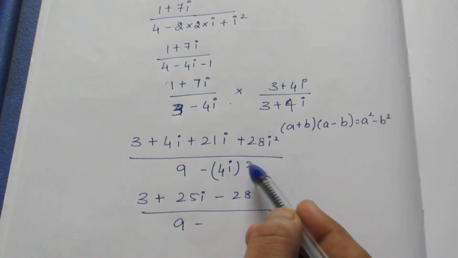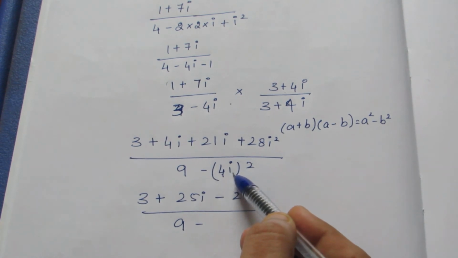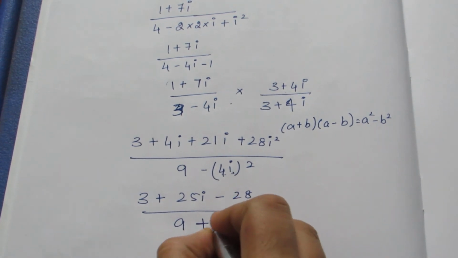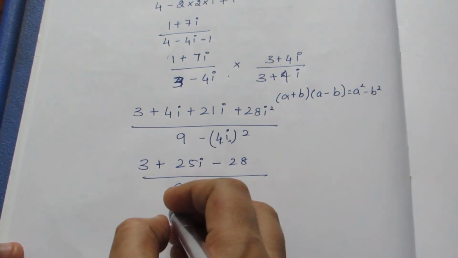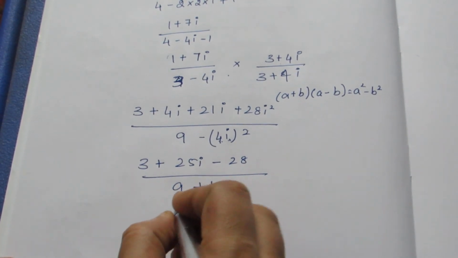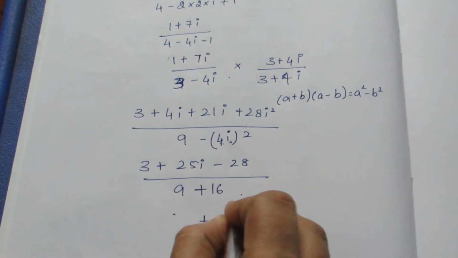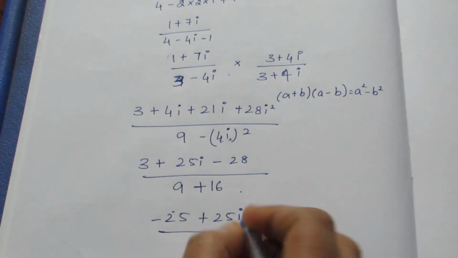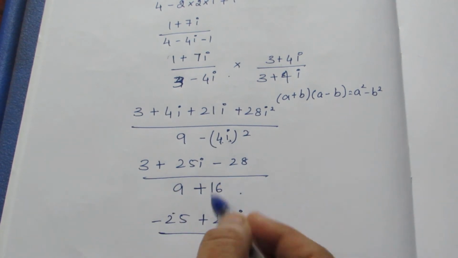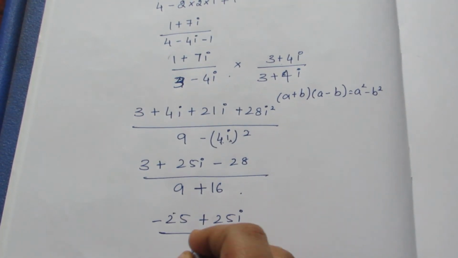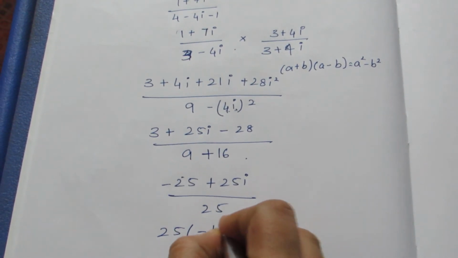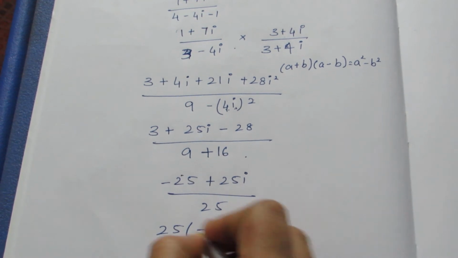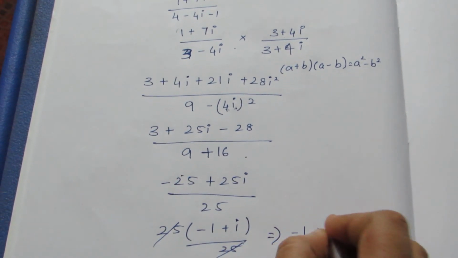Here you need to square both the 4 as well as the i. 4 square is 16. i square is minus 1. So it becomes plus 16. Now solving this too we get plus 25i minus 25. Real part first, it is 3 minus 28 becomes minus 25, plus 25i. Here, taking 25 common outside on the numerator, I get (minus 1 plus i) by 25. 25 gets cancelled. Now it is minus 1 plus i.